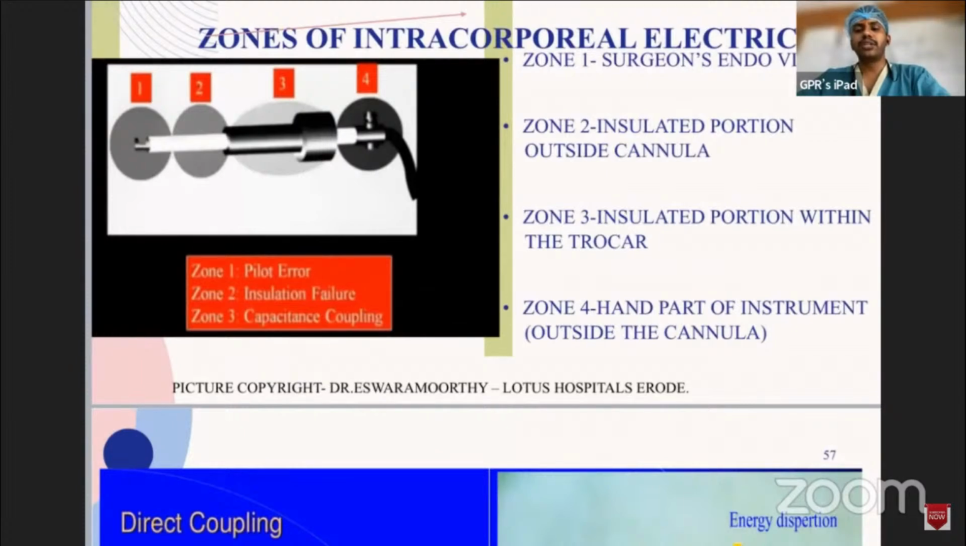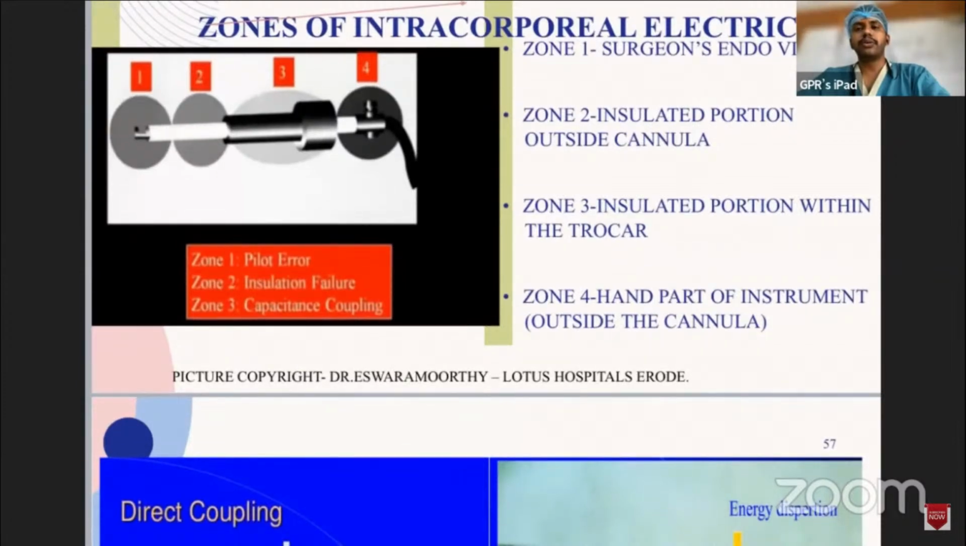It could be at the tip of the instrument or at the endo view, most likely because of faulty placement of the instrument over a place where it is not needed, or overactivation of the foot pedal. Second, it could be in the portion outside the cannula but within the instrument, maybe because of insulation failure. Third could be because of insulation failure within the trocar, also called a trocar injury, also called capacitive coupling. And last but not least, the handle of the instrument getting an electric burn because of improper electrocautery setup.